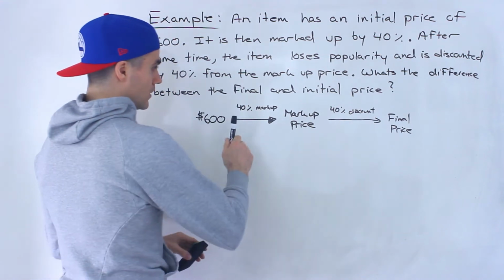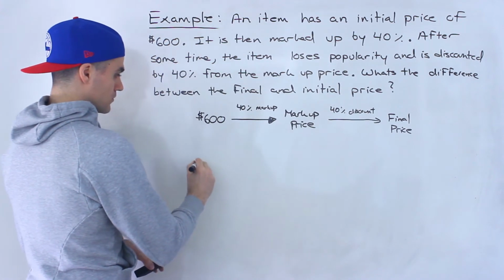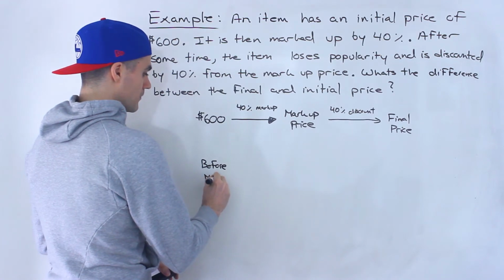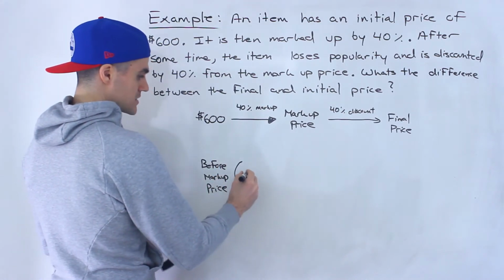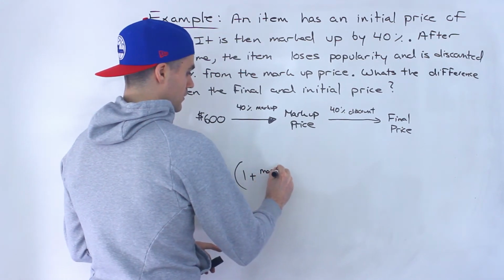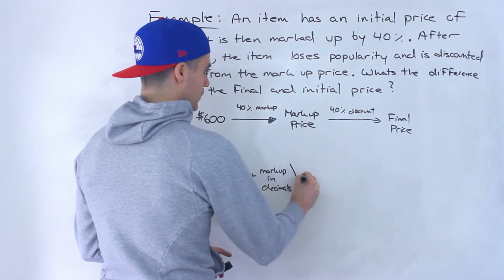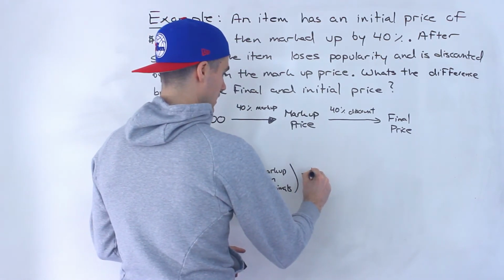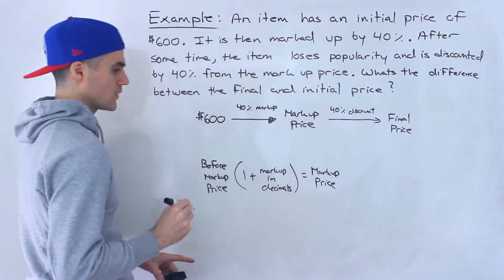So a markup of 40%, let's do these separately. So basically the equation is before a markup, or the initial price, times 1 plus the markup in decimals. The markup percentage in decimals would give us the markup price, let's just call it the markup price. That's the general equation here.